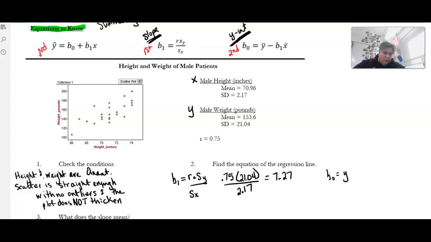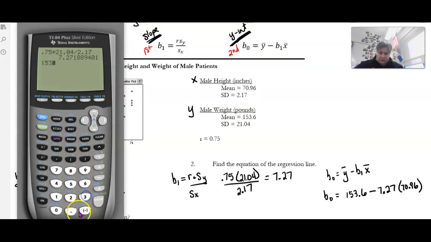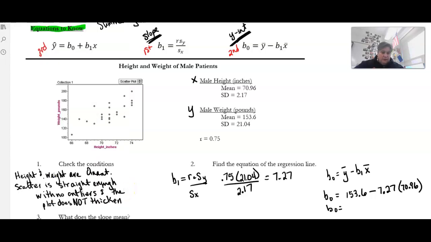B sub 0 equals the mean of y minus B sub 1 times the mean of x. So B sub 0, my mean of y is 153.6 minus what I found for my B1, 7.27, times my mean of x, 70.96. So again, I'm going to use my calculator. So negative 362.3. I'm not writing a lot of extra decimals because there's so many numbers in front. There's whole numbers.